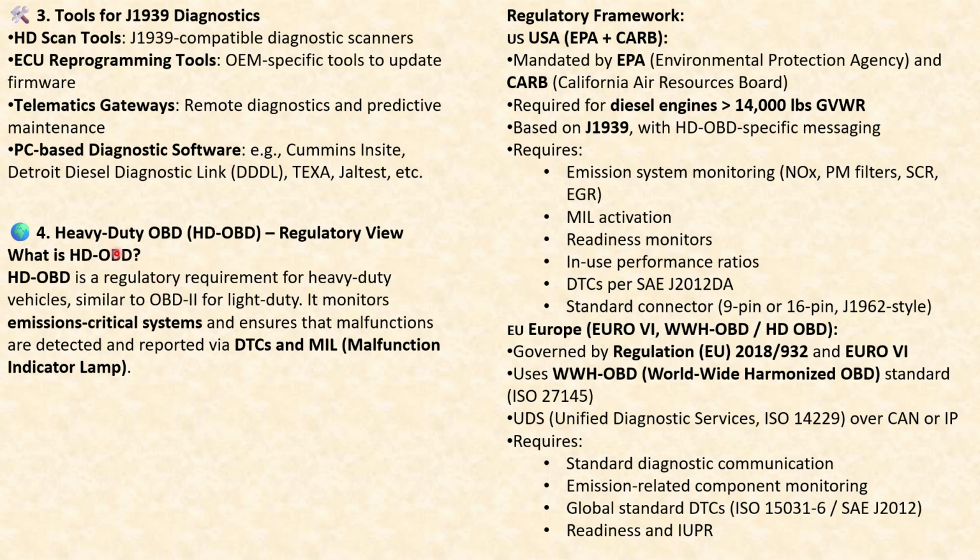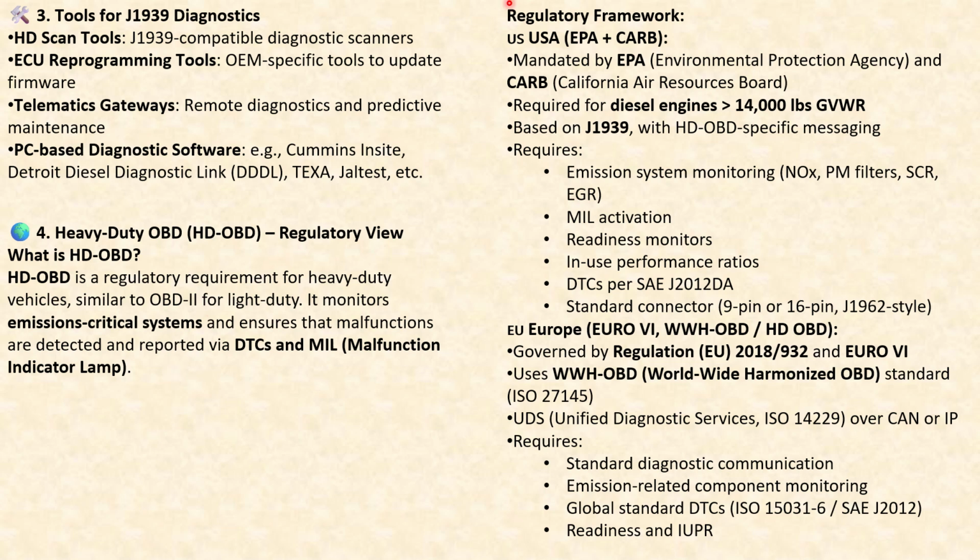Now, when it comes to the heavy-duty OBD regulatory view, what is this heavy-duty OBD? HD-OBD is a regulatory requirement for heavy duty vehicles similar to OBD2 for light vehicles. It monitors emissions critical systems and ensures that malfunctions are detected and reported via DTCs and MIL, malfunction indicator lamp.